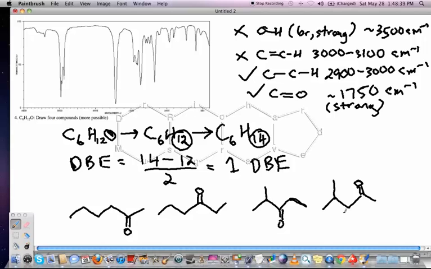And there might be, I think there's others possible as well, but this one might be okay. 1, 2, 3, 4, 5, and then 6. So that'd be okay too. So these are all examples that will fit the data we've been given, both in the IR and with the molecular formula.